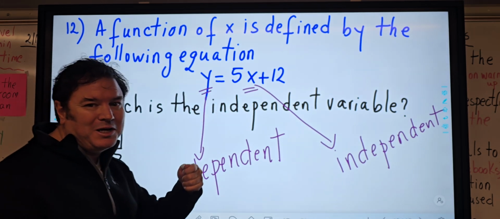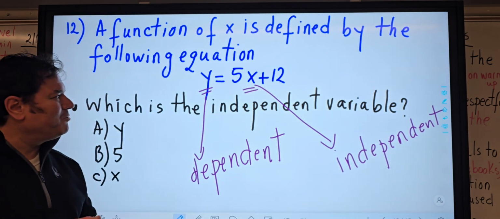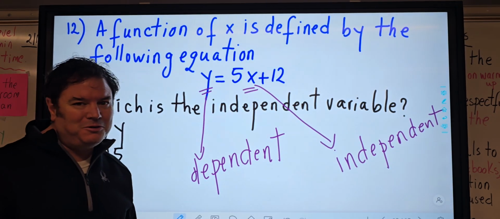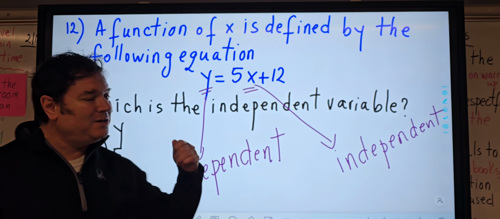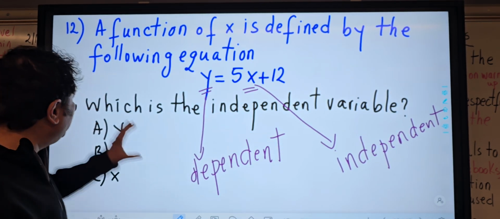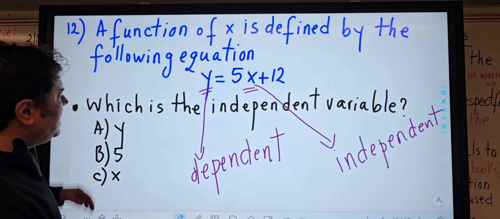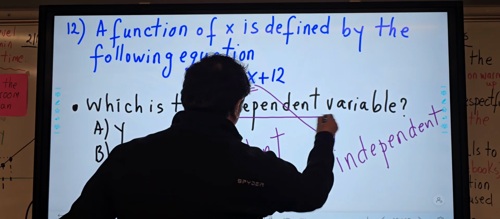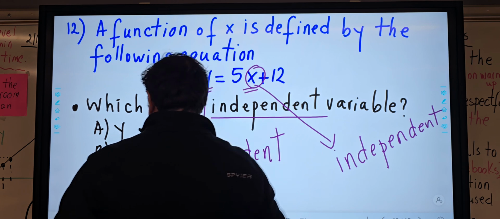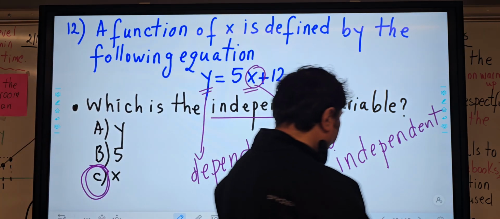Whatever we put in, remember the vending machine. If we put in 2, we get what? 5 times 2 is 10, we get 22, right? But if we put in 1, we get 17. So it all depends. So the independent is the x value, right? So C is the answer here.